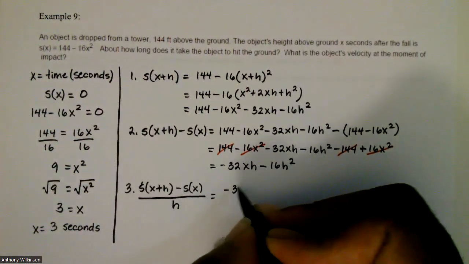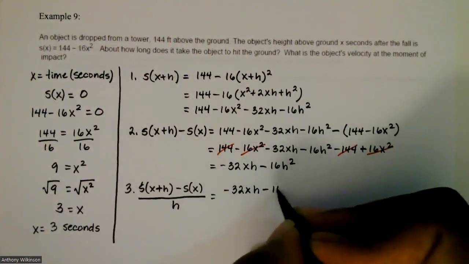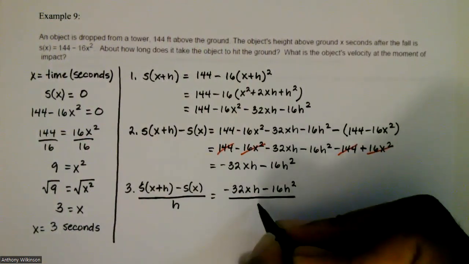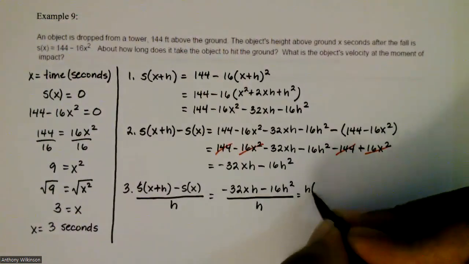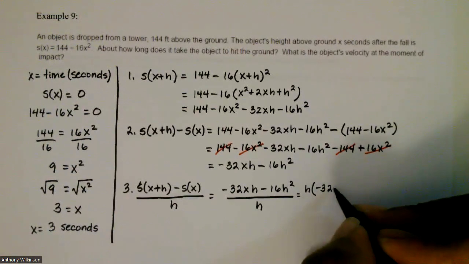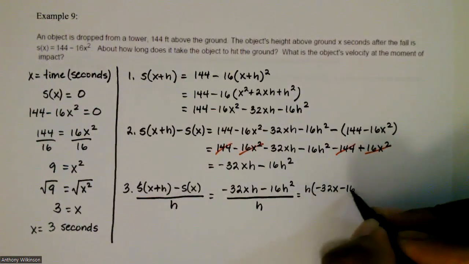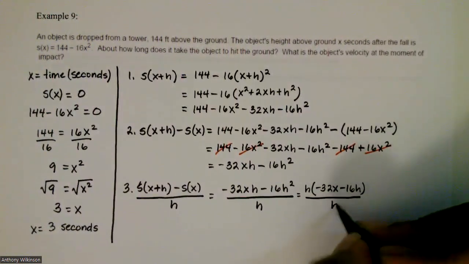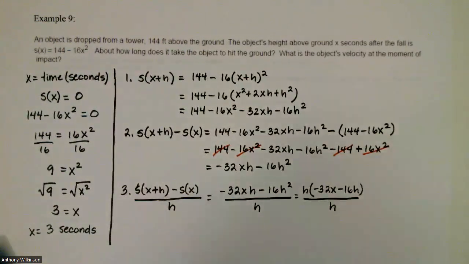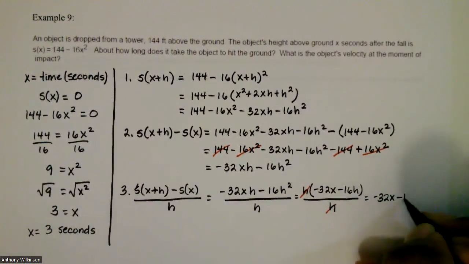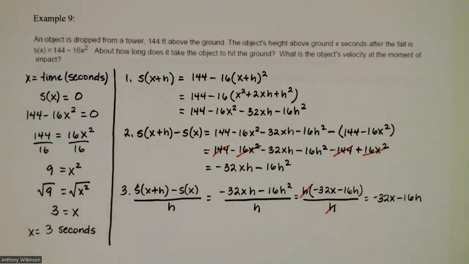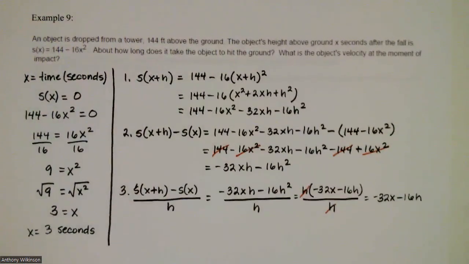So here we have negative 32xh minus 16h squared divided by h. And if we factor out the h in the numerator, you'll be left with negative 32x minus 16h, divided by h. Here your h's divide out, and you're left with negative 32x minus 16h. Final step would be to take the limit of this.